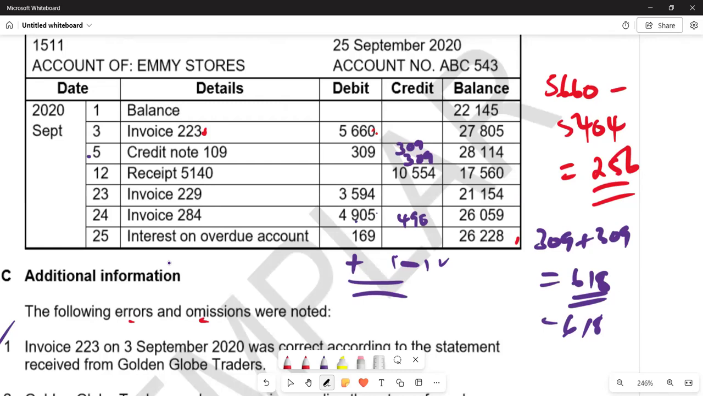So we are here. We are saying on the credit side it's a plus. Under the statement, we are going to have a plus 2,263. It is not going to affect our ledger.